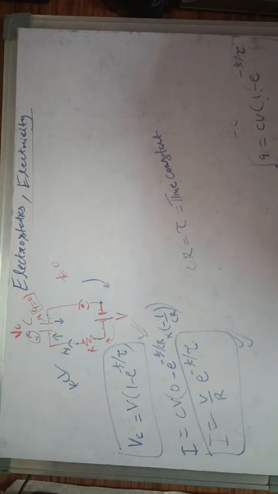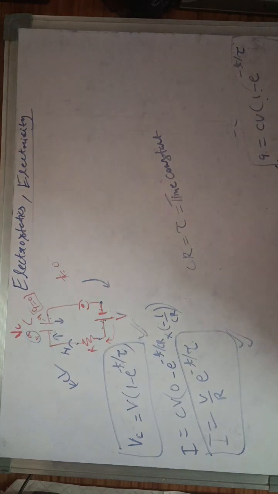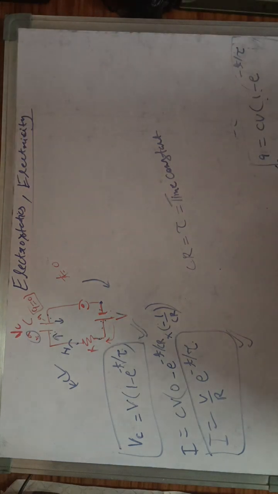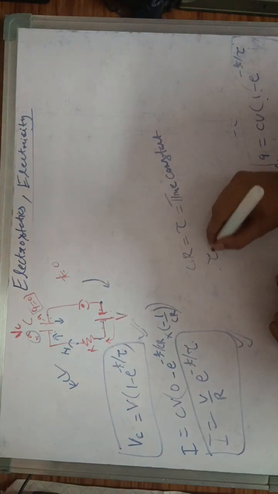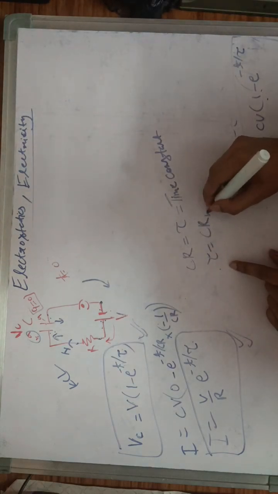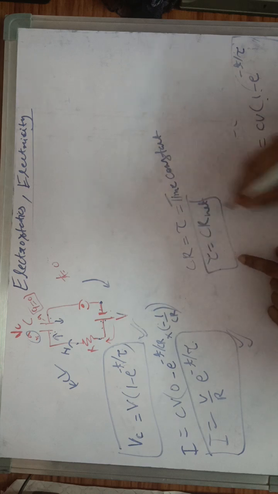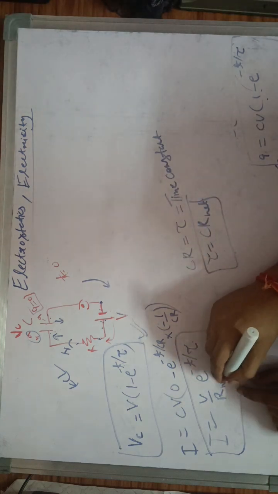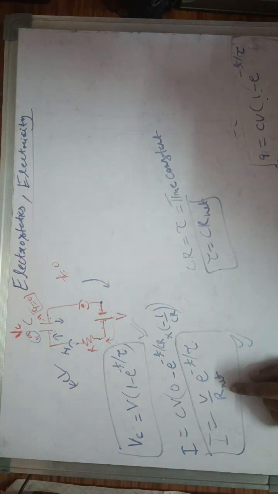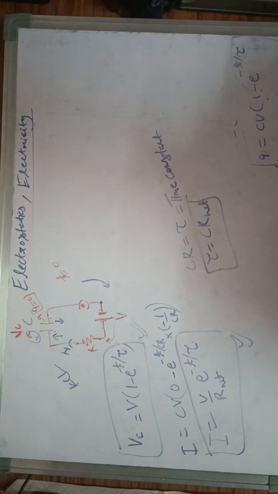Now the value of tau, we can find this by simply, this tau is more properly written as C into R net. The more proper equation for this tau is C into R net, and this value here is the R net.